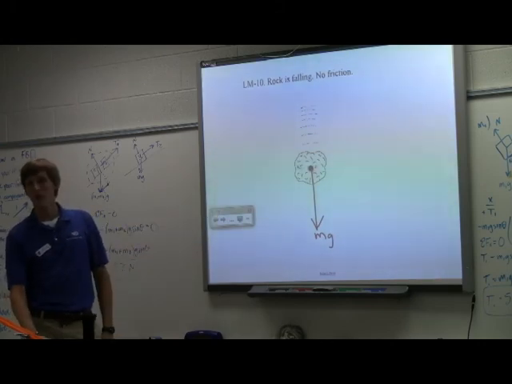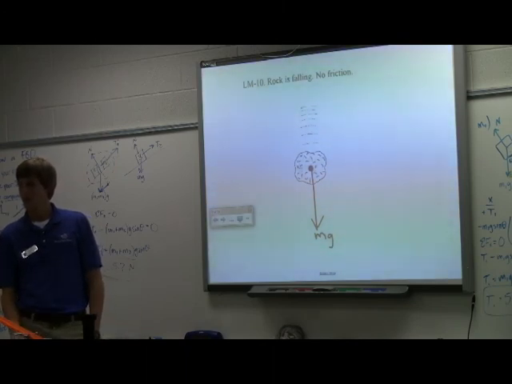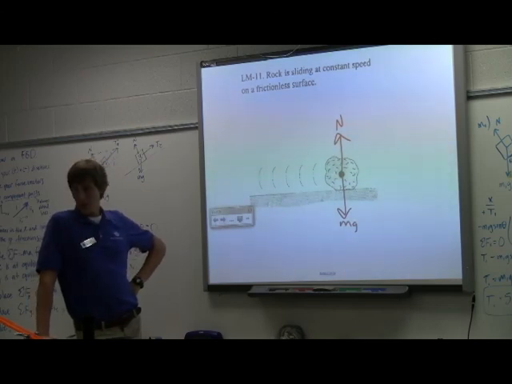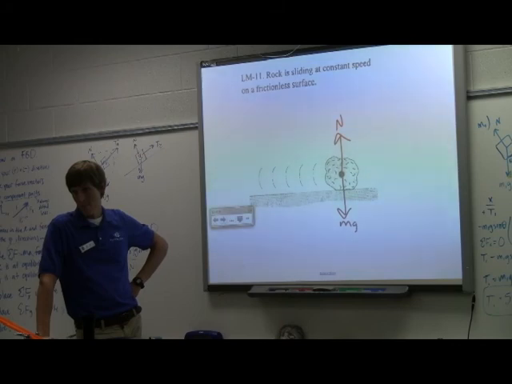Right? Rock is falling, no friction. We're not at equilibrium. Sum of forces equals mg. Still, for number 9, since it is dynamic equilibrium, there should be a force acting on it. There are two forces, normal force and mg. There's no net force, but it is moving, right, at a constant velocity.